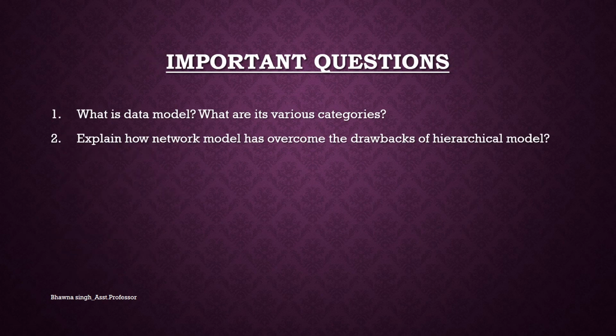Now students, on the basis of today's session, we have framed these important questions. The first is, what is a data model? What are its various categories? In this you have to explain what a data model is, why we use it, and what its various types are, like record based and object based. The second question is, explain how the network model has overcome the drawbacks of the hierarchical model. In this you have to explain the limitations of the hierarchical model that we have already discussed, like the big problem of traversing the entire database, and how the network model has overcome all these limitations.